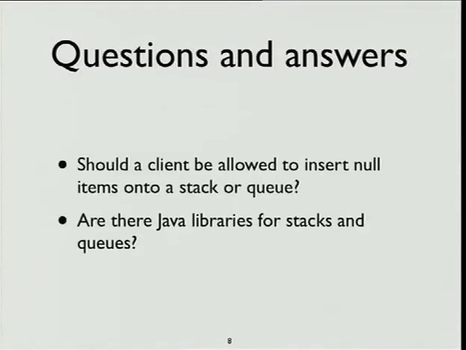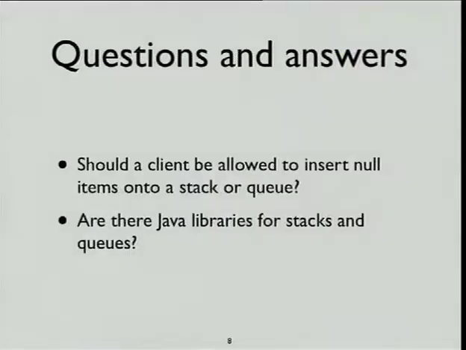So next question. Should a client be allowed to insert null items into a stack or queue? Now this is where we get to philosophy. You could argue no, you should not be allowed to insert a null into a list, or you could argue yes, you should be able to insert one. You can draw up a list of why you should not be allowed to insert nulls, or you could decide to allow it. In this course we allow nulls, but it's not necessarily that you want to do that. You could decide not to allow nulls in a container.